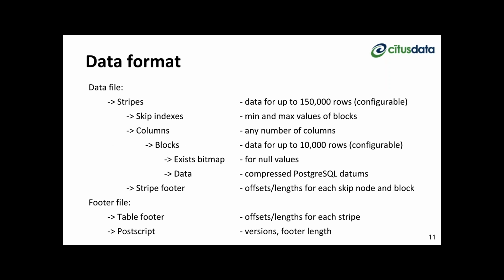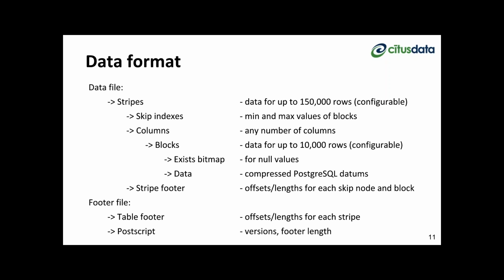Zooming into the data format a bit more, there's a data file which contains stripes. By default, a stripe contains data for up to 150,000 rows, but you can make this more or less depending on your memory requirements. At the start of a stripe, which is essentially a big block of bytes, you'll find the skip indexes. These are not things you need to know to use CStore, but they help give an intuition for how CStore actually works.